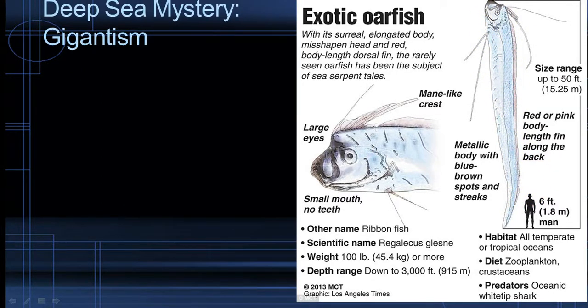Also known as a ribbon fish. We talked about that thin body shape. It's elongated, with a misshapen head. It says that it's a red body. I don't know. I think we have one on the next slide coming up. This may be the genesis of some of the sea serpent tales that have come up before. Also, the giant squid could be part of that.